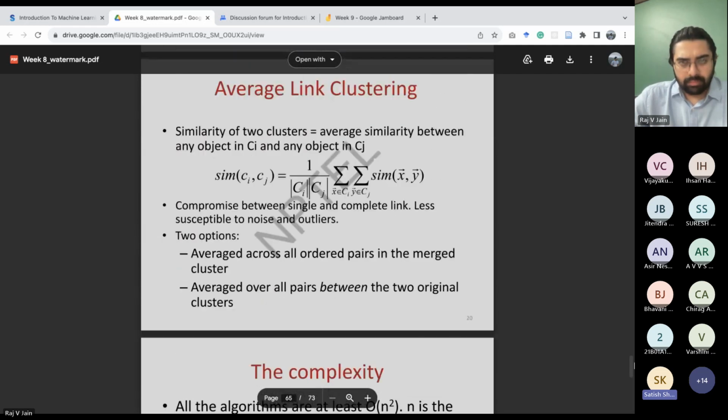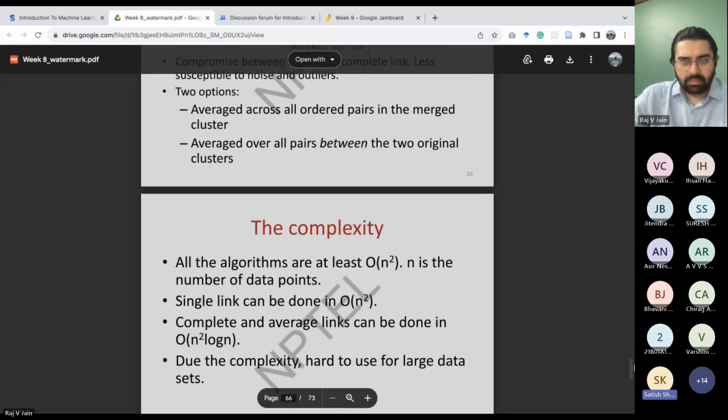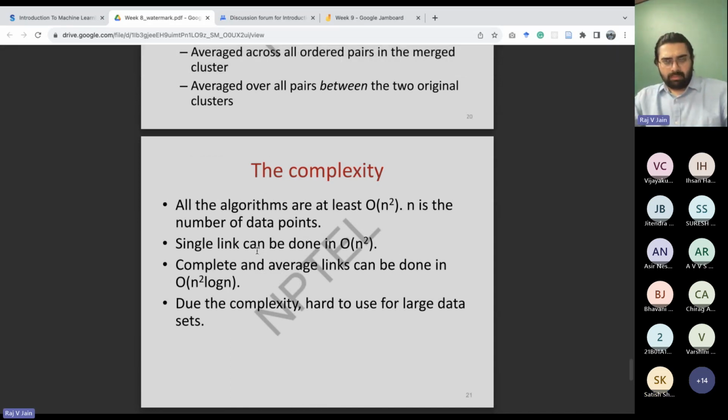Like we take the mean, and there are again two methods for average: whether I merge and then take the mean, or take the mean separately. But this I understood. I didn't understand the logic behind how complete can be n squared log n. Okay, let me check that and come back to you.